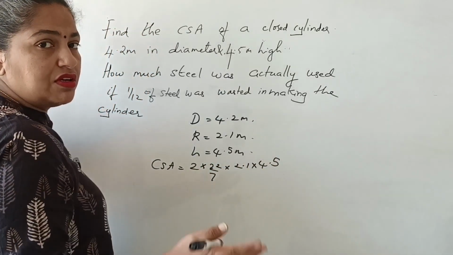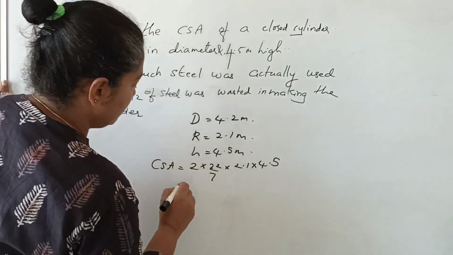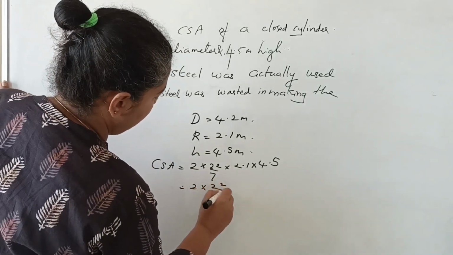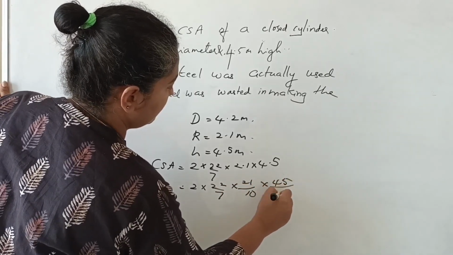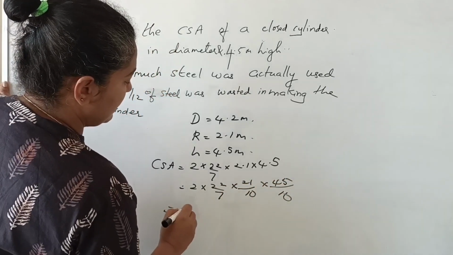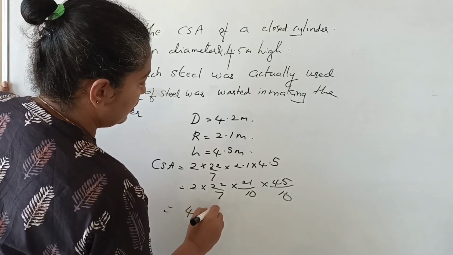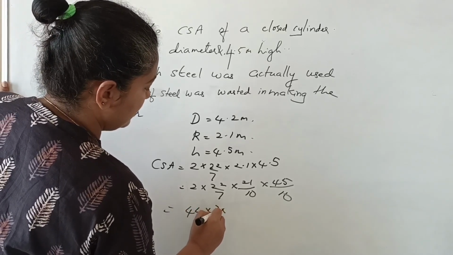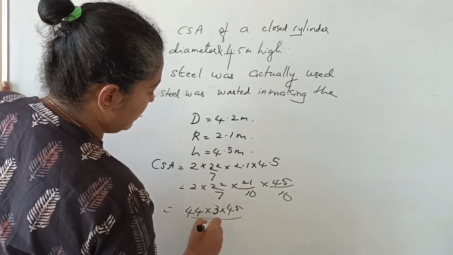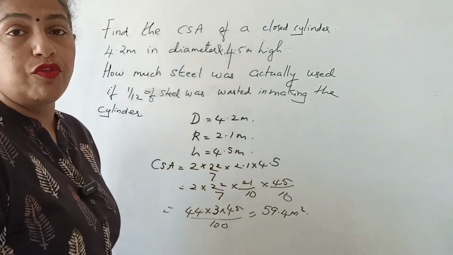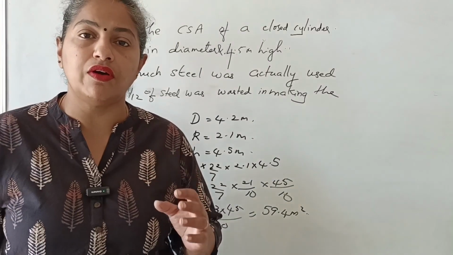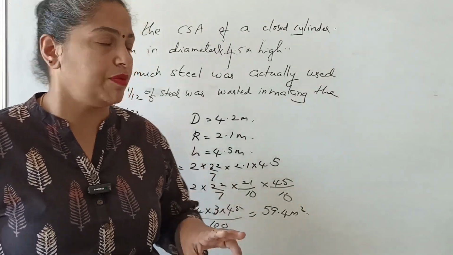Do your calculation. I will be avoiding the decimal. So please get on with your calculation. So 2 into, okay. So I will be getting 44 into 3 into 45 by 100. So you get the answer as 59.4 meters square. So the first part of our sum is over. Now let us deal with the second part.